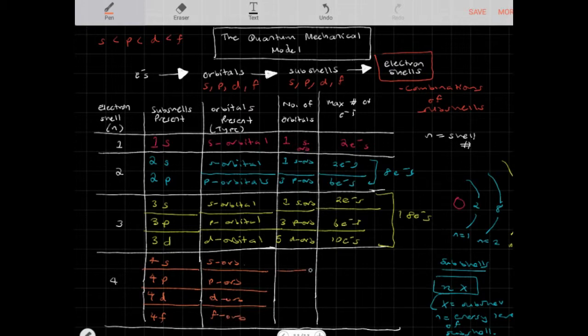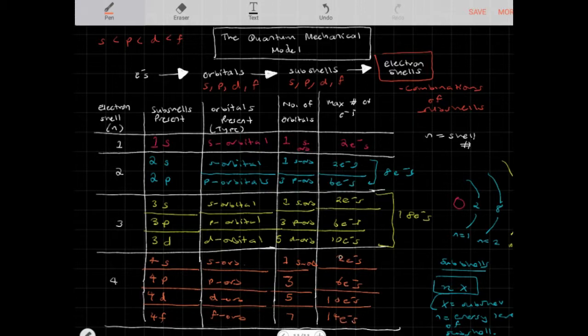The s subshell is made up of 1 s orbital. The p subshell is made up of 3 p orbitals. The d subshell is made up of 5 d orbitals. And the f subshell is made up of 7 f orbitals. And the s subshell can hold a maximum of 2 electrons. The p subshell can hold a maximum of 6 electrons. The d subshell can hold a maximum of 10 electrons. And the f subshell can hold a maximum of 14 electrons.